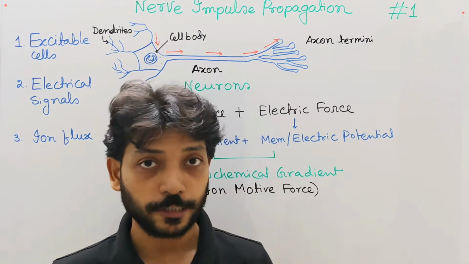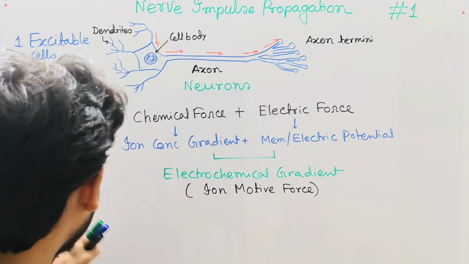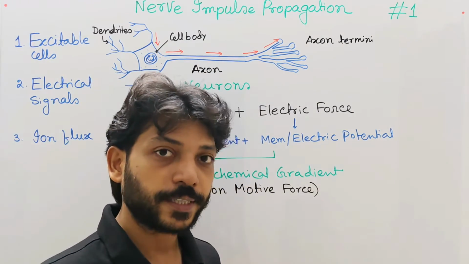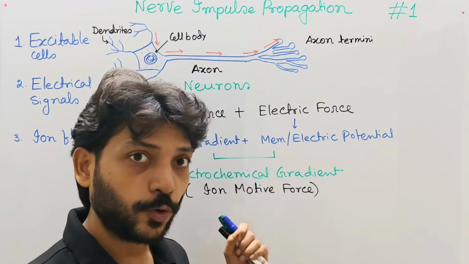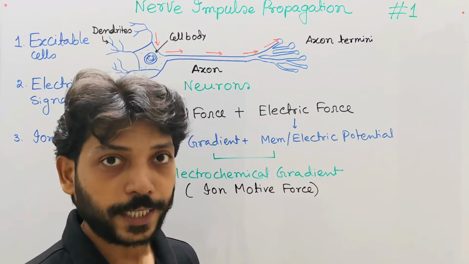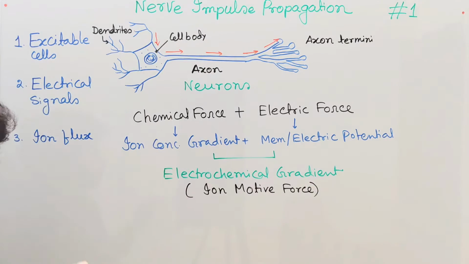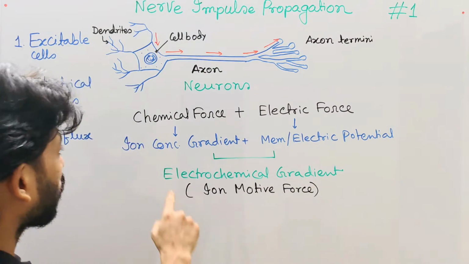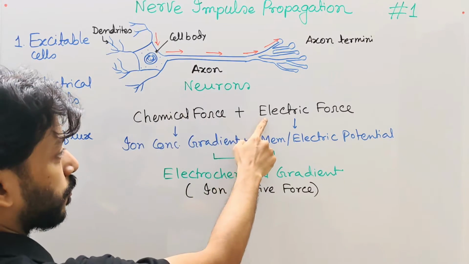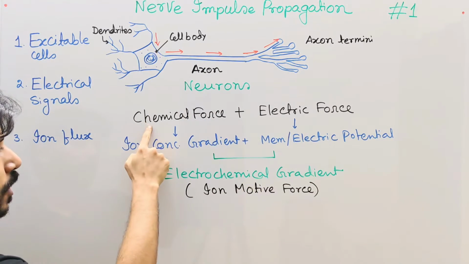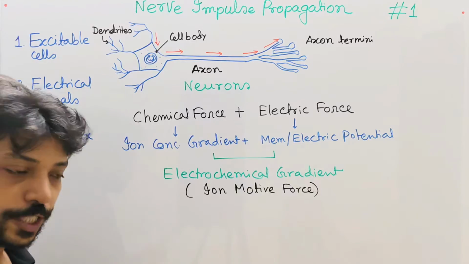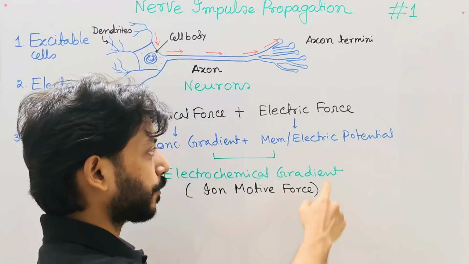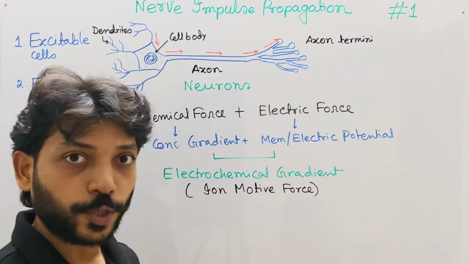Now let me talk about the third important fact, that is ion flux or ion movement. See, all of these electric signals are due to ion movement through the ion channels. Now there must be some force for this ion movement, and we divide this force into two categories. One is called chemical force and another is called electric force. The chemical force is also called ion concentration gradient, and the electric force is called membrane or electric potential. As I have mentioned earlier, what is membrane or electric potential?